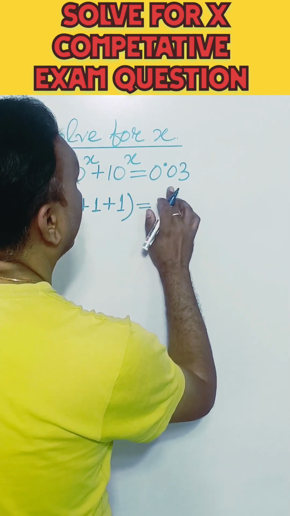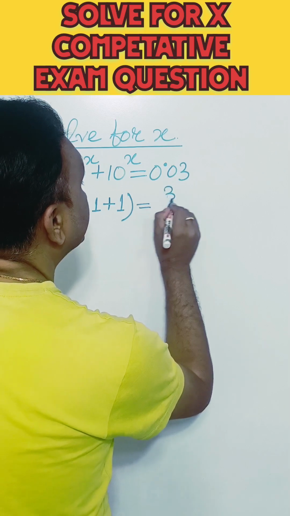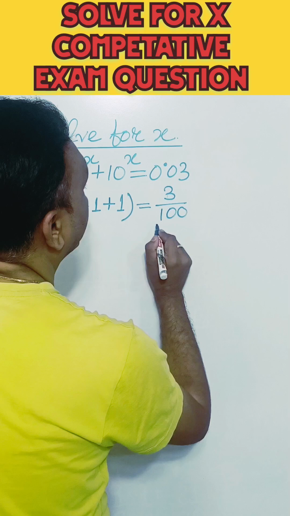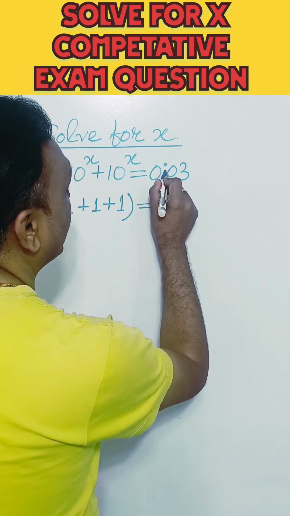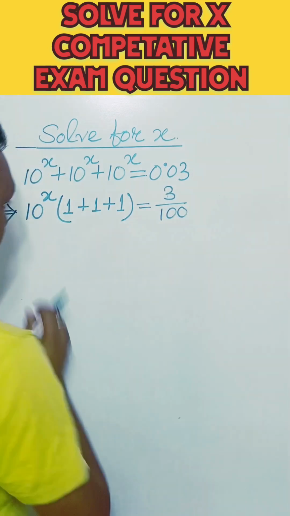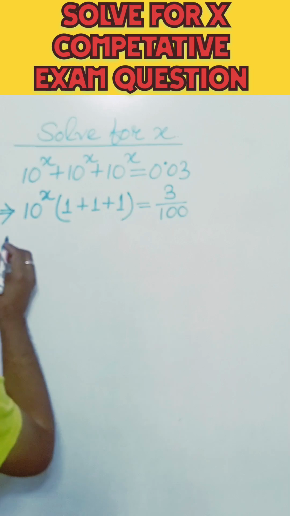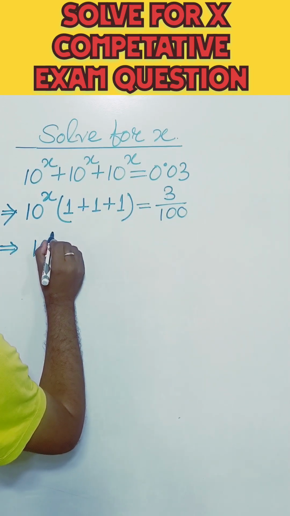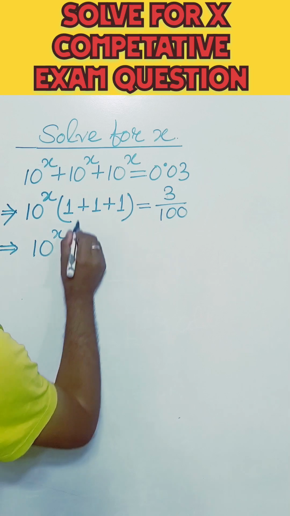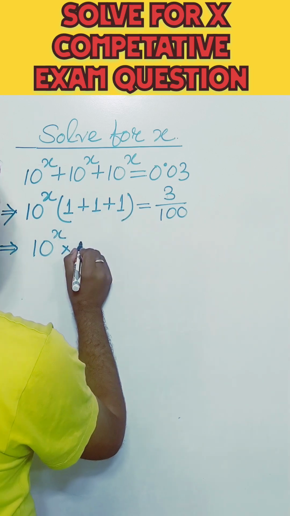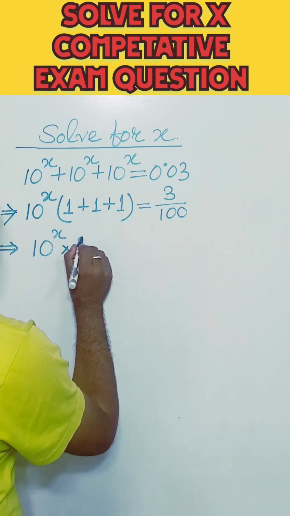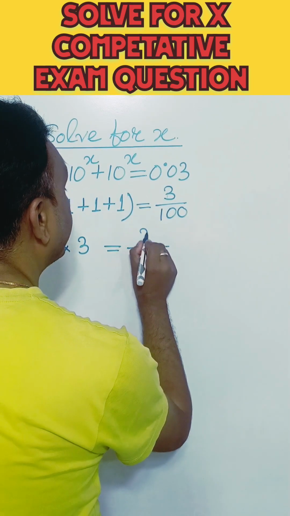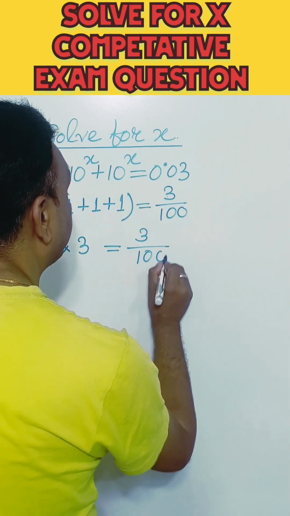Also we can write 1 also we can write 3 divided by 100, right? If I divide 3 by 100, you will get 0.03. All right, so now this is 10 raised to the power x, and if we add 1 plus 1 plus 1, you will get 3, right? Here I'll write same as it is.